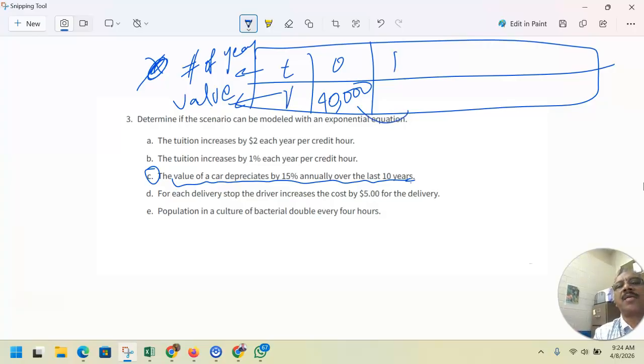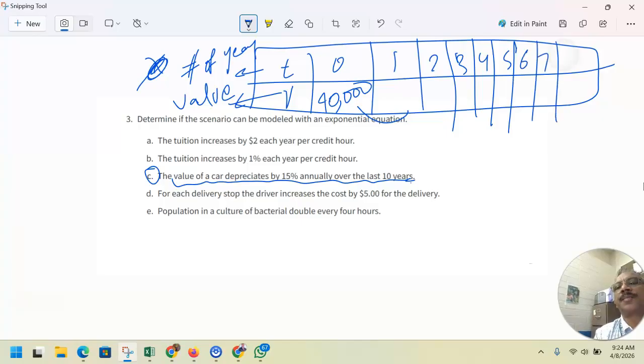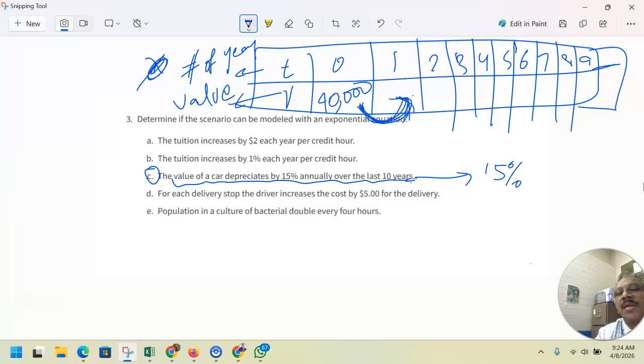Now this value of the car goes on depreciating like this, 3, 4, 5, 6, 7, 8, and then 10, right? So how does it depreciate? It goes down. That means we have to know the decay multiplier. Because it decreases by 15%, 15% basically means 15 divided by 100, which is 0.15. So because it is decreasing, for b you don't add, you subtract this percent.